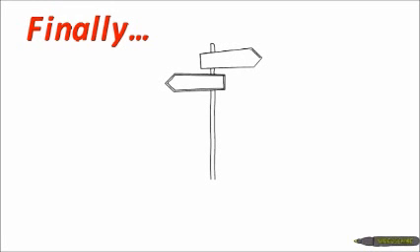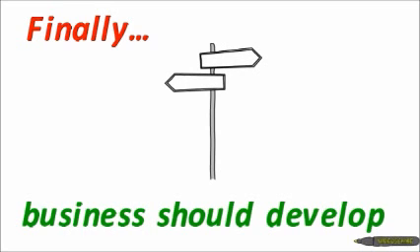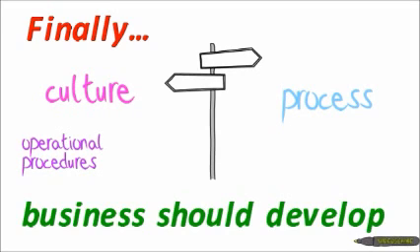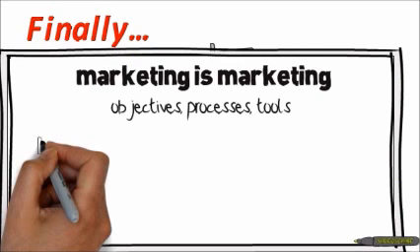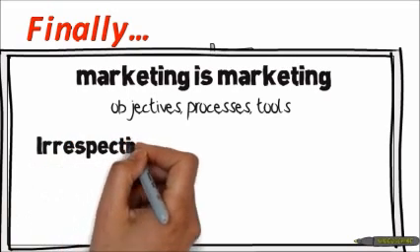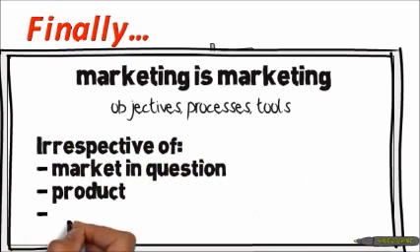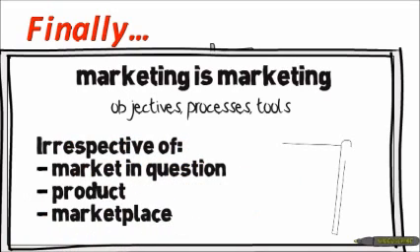Marketing is not a science, and therefore there is no single correct definition or approach to take, and it is clear that any definition of marketing counts for little or nothing if the business does not develop a process, culture, or set of operational procedures to actually do the marketing. Therefore, marketing is just marketing with a common set of objectives, processes and tools, irrespective of the question and regardless of the product or marketplace.